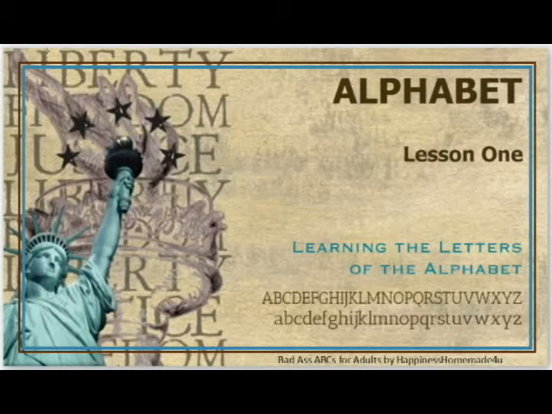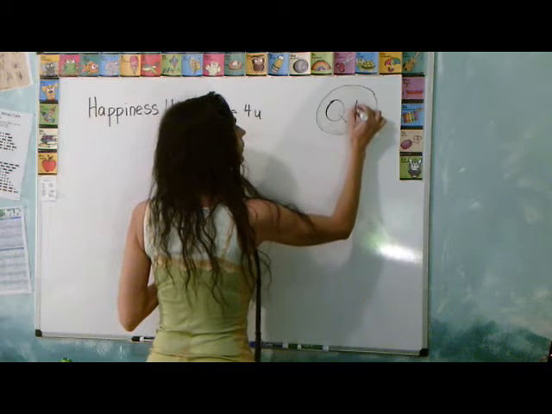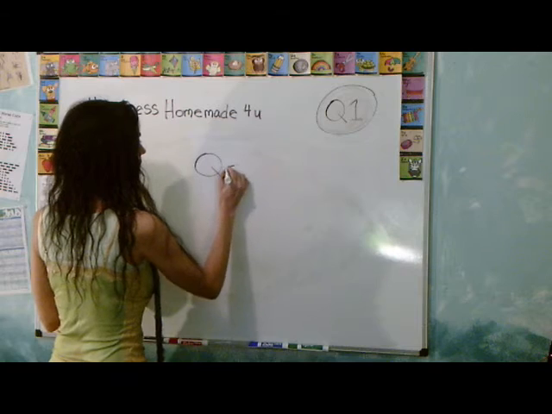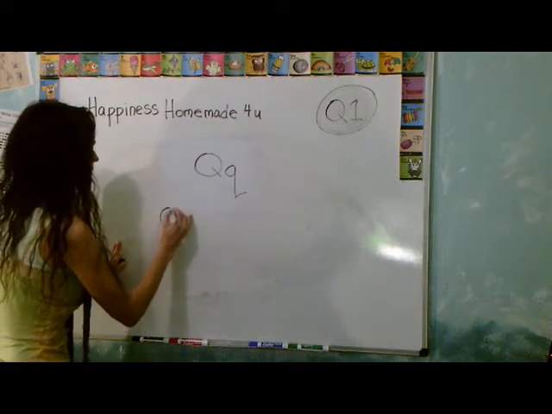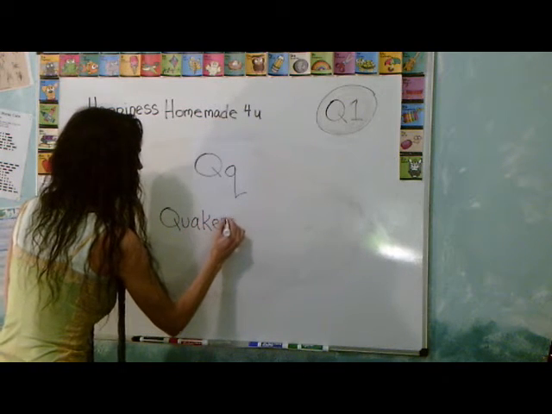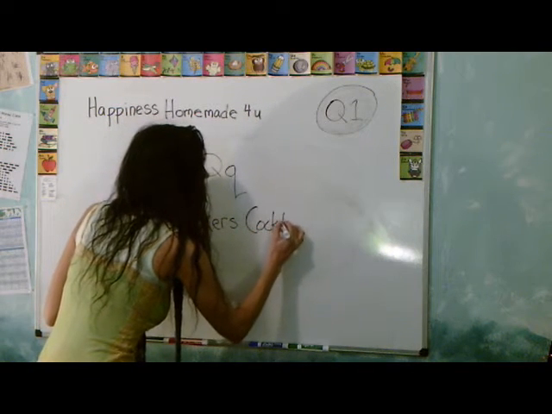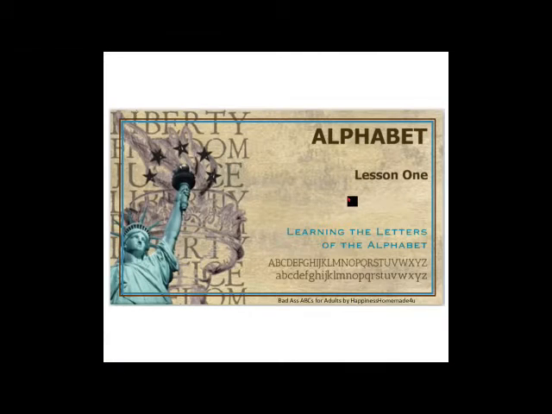This is lesson number 1. Get ready to learn the letters of the alphabet. This is lesson Q1, capital Q, lowercase q. Q is for Quaker's cocktail. Quakers. Cocktail. Here we go, alphabet identification for the letter Q.